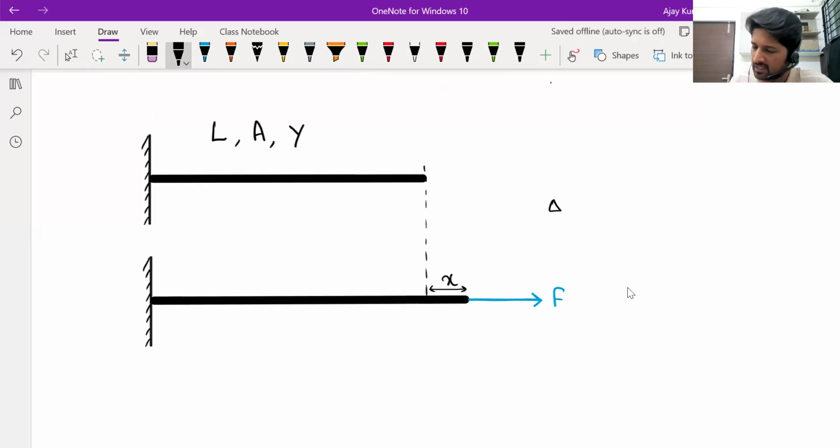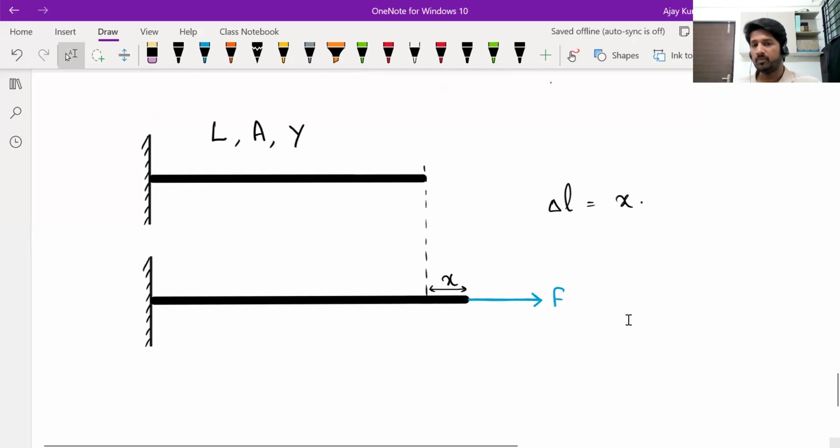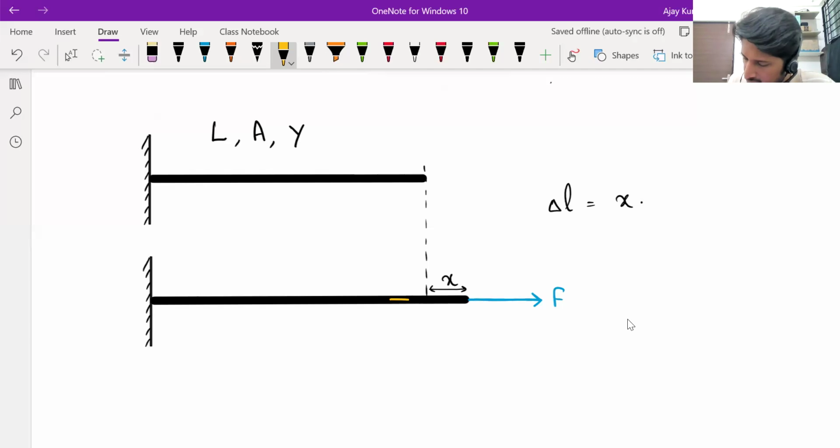So basically in place of delta L, I'm taking X. Now, why did it stop elongating? It stopped elongating because internal restoring forces have balanced the external force.